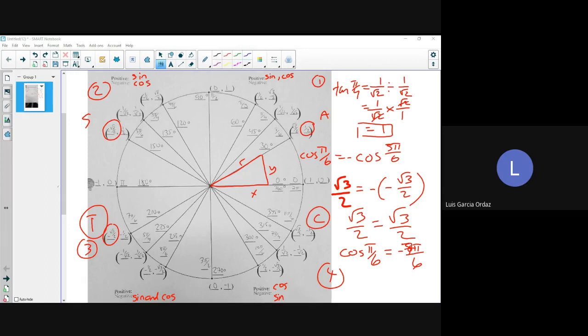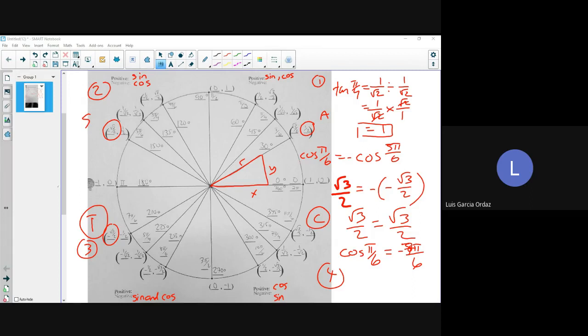So the first one's pretty easy. Let's just fire through the first one. We want to convert each of the following standard angles into radians. What is my radian measure for 30 degrees? Pi over 6. The next one? Pi over 4. Pi over 3. Pi over 2. Pi. And 3 over 2 pi. And then just for the sake of it, 2 pi.